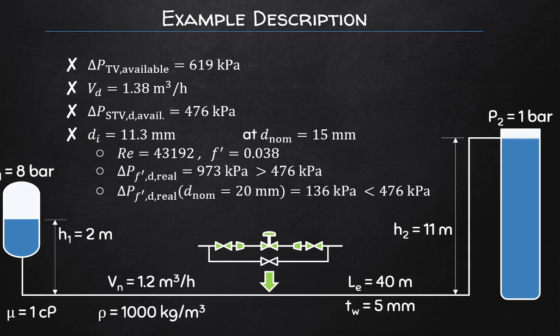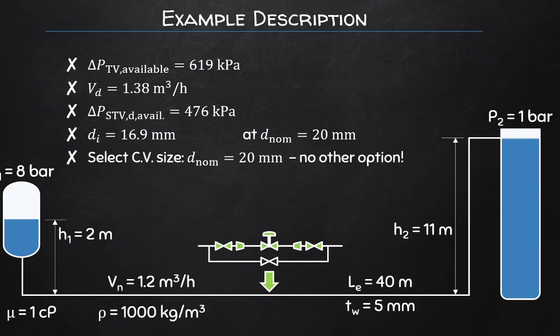Okay, so we got a much smaller pressure drop when we did this calculation using the larger pipe diameter of 20 nominal millimeter, but at least this result is not wasteful with energy. Now we need to select a control valve, and since 20 millimeter is the smallest that we can choose, we have no other option but to select this. If we went with a nominal pipe diameter of 15 millimeter, we would still have to make do with this 20 millimeter option.